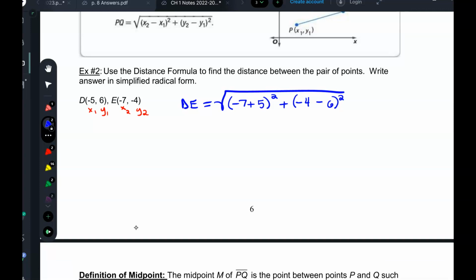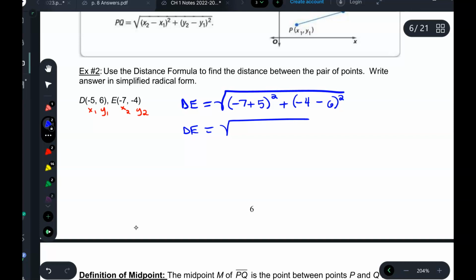Now, I should never, ever, ever get a negative number under the radical. Why not? What happens when you square something? It becomes positive, right? So I should always have a positive number plus another positive number. Does that make sense?